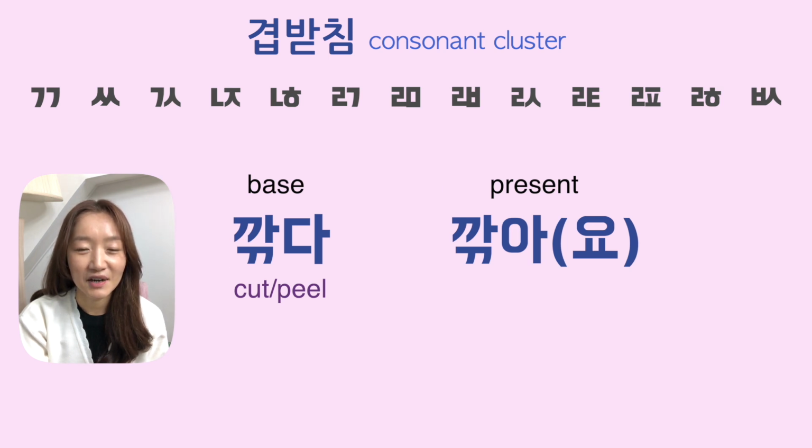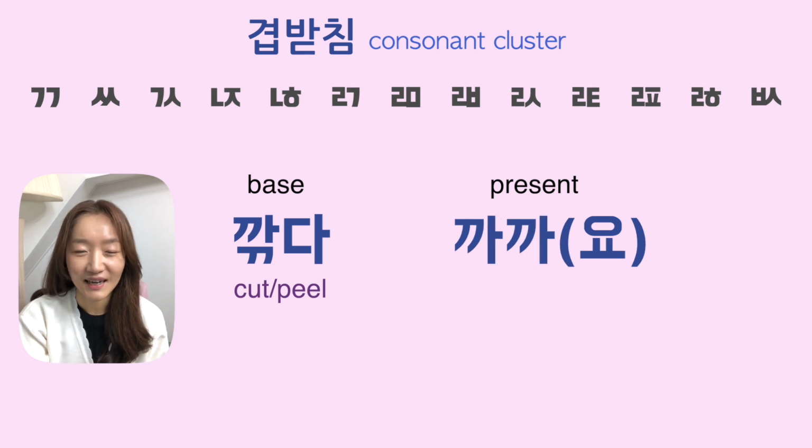And now let's conjugate it. Let's make it either present or present continuous. 깎 has the vowel character ㅏ. So in this case you put 아 after 깎. 깎아, then it means I cut or I peel. 깎아. 아 has the placeholder, so the final consonant is linked to the 아 sound. So 깎아. Make it formal. 깎아요.